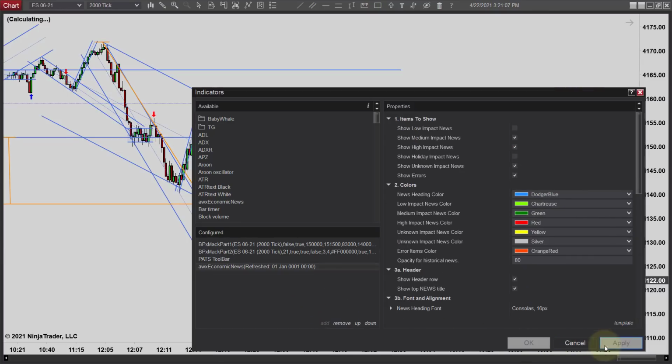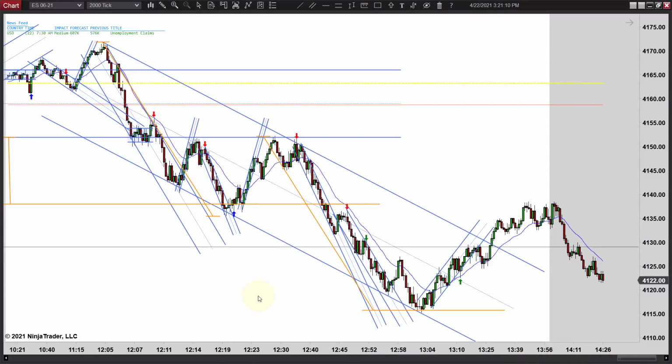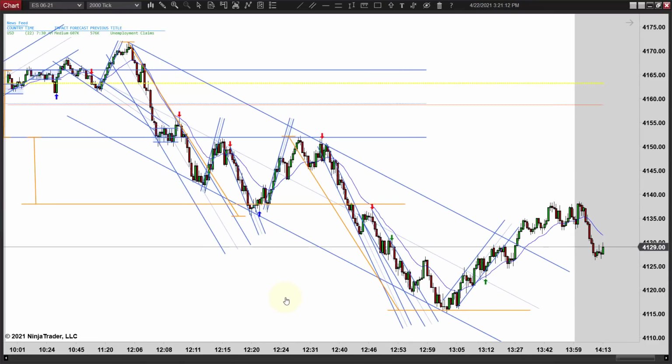But anyway, I'm going to remove that real quickly just to clear up the chart, make it a little easier to see. And here's our trading day right here.